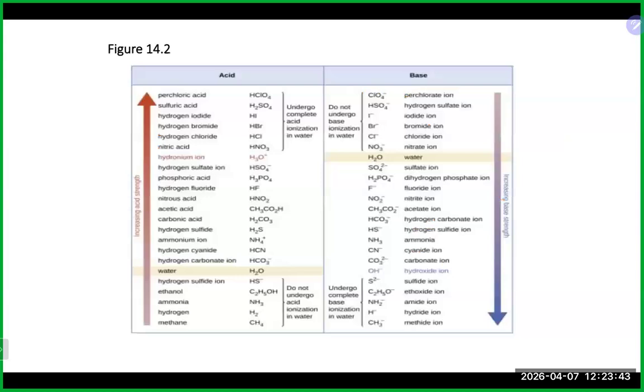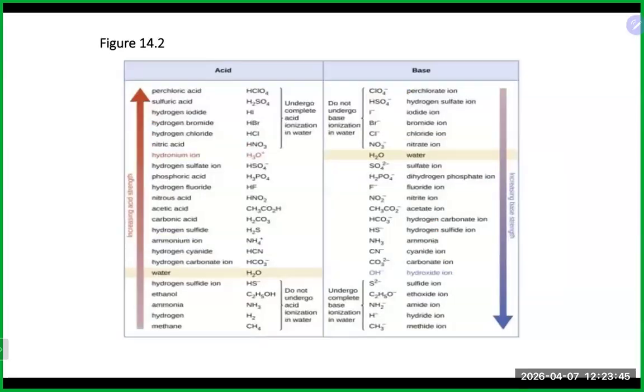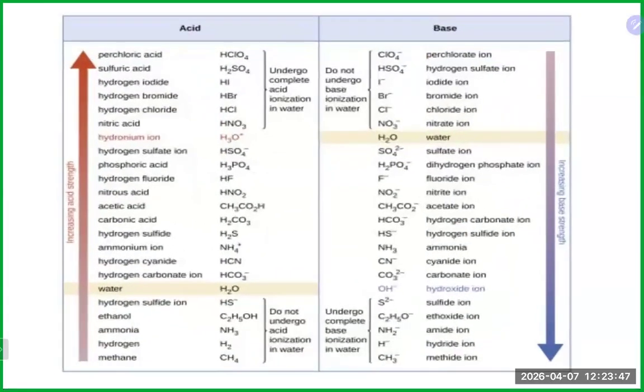Okay. Here is a table from your book again, and you can see the opposite relationship. Increasing acids over here are strong acids, and their conjugate partners are going to be relatively weak. Stronger bases have weaker conjugate partners on that side. And again, you can see a number of weak bases have nitrogen in them, and that's a very common weak base.